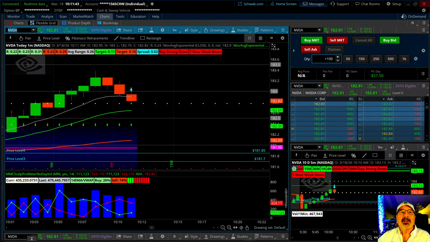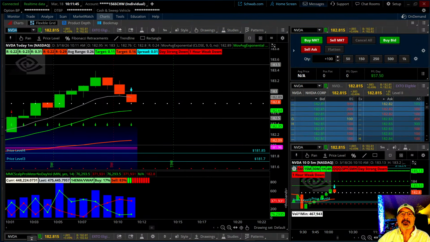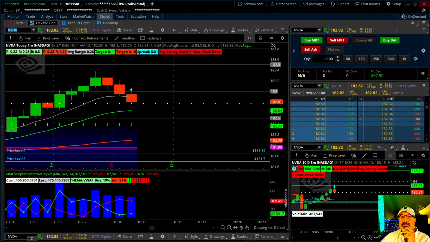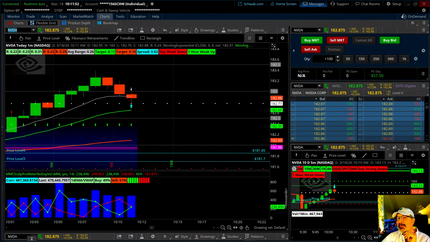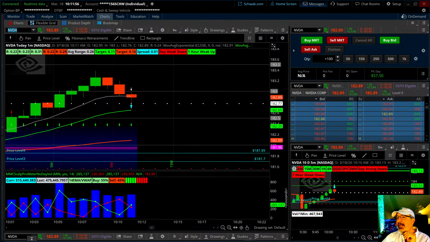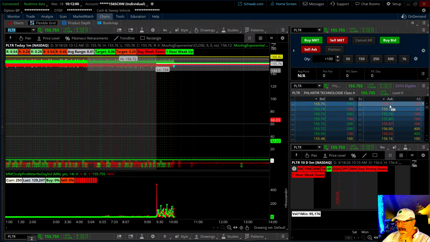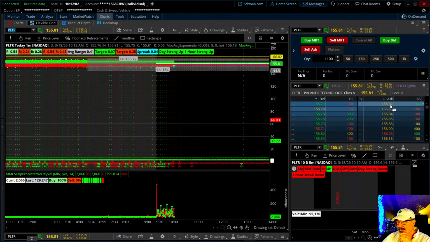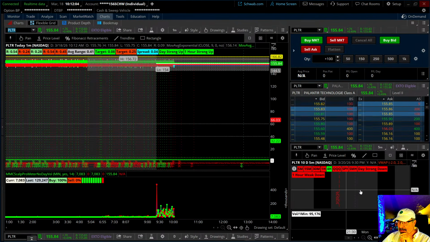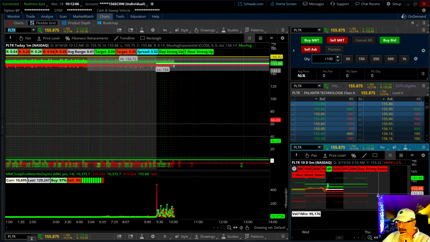I'm not liking it. Honestly, I'm just forcing a trade where I don't like the look of the price, so I'm going to try to find something else. Let's see what Palantir looks like. First, let me look here. Yep, okay, so at least that's got doable price action.